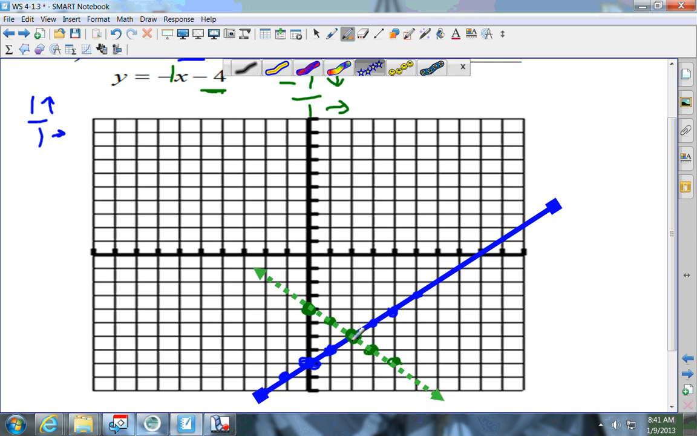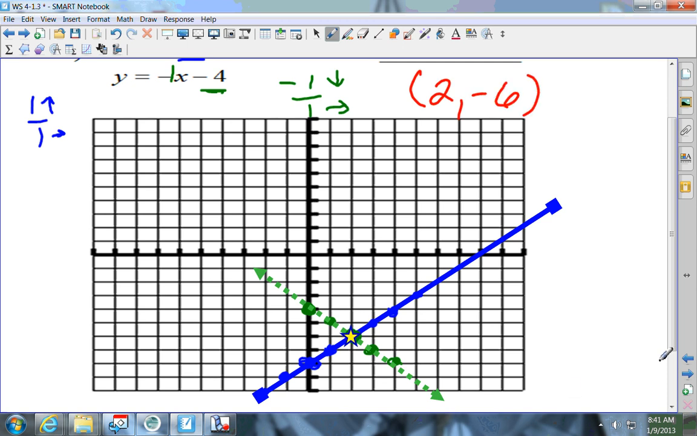Right here where the two lines intersect, that's my point. It would be 2, 1, 2, 3, 4, 5, 6. So my solution is 2, negative 6. Next one.